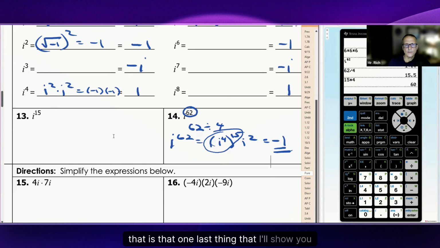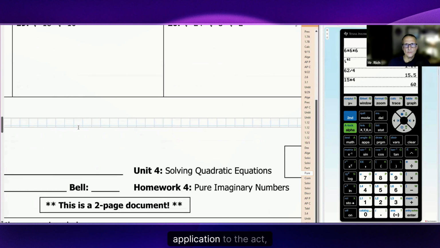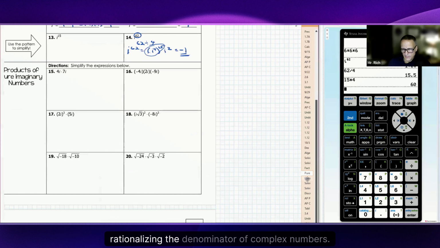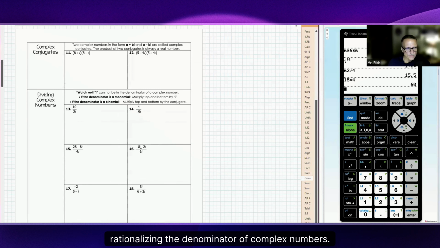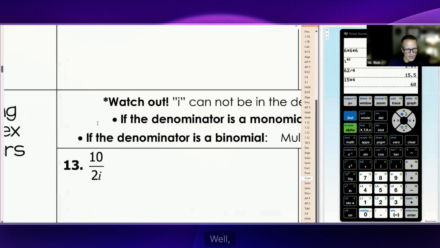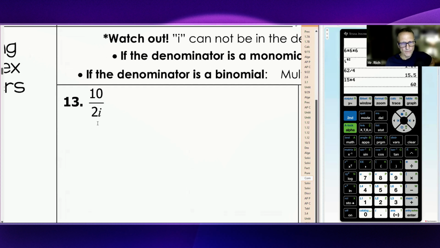One last thing that I'll show you with regard to these complex numbers that also has application to the ACT, and I would say perhaps to the SAT, and that is rationalizing the denominator of complex numbers. I'll show you 2 examples and then we'll call it a night. Well, i, we know, is the square root of -1, and we don't want square roots in the denominators of our fractions. We do something called rationalize, get rid of those radicals in the denominator.